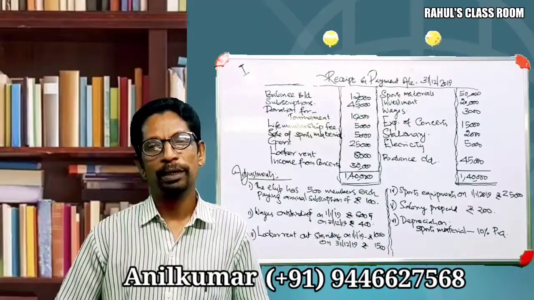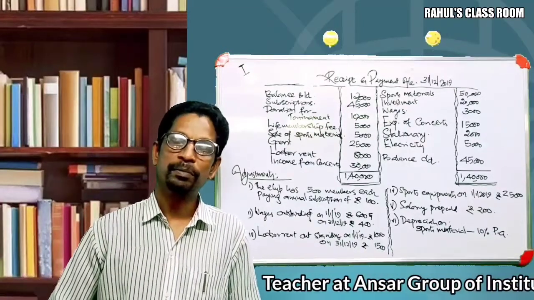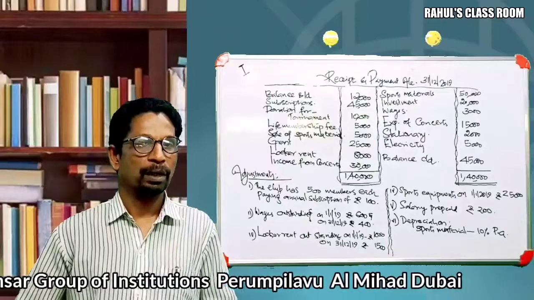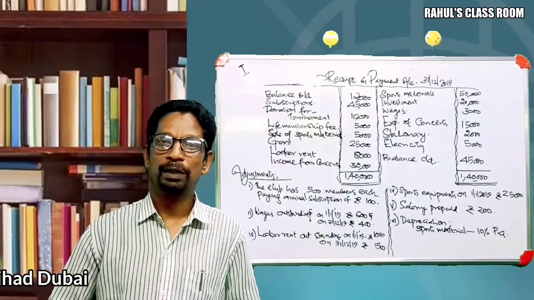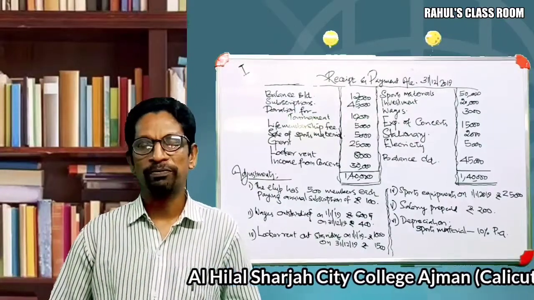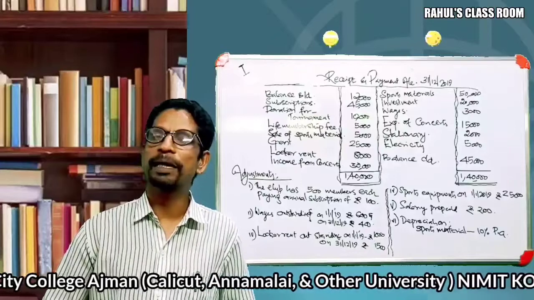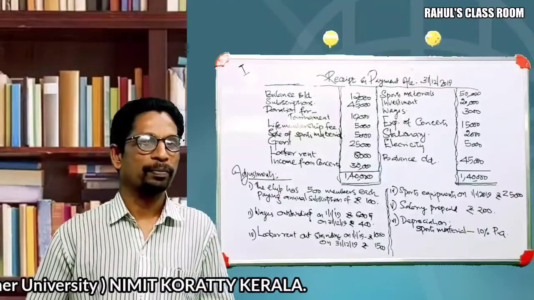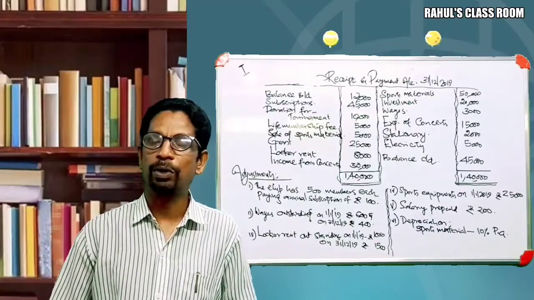Today we are continuing the 12th grade accountancy, non-profit making organization, and this is the last session of this chapter. During the previous sessions, we explained the basics, then the different documents of not-for-profit making organizations like income and expenditure account, receipt and payment account, and balance sheet. Today we are solving a question from income and expenditure account and the balance sheet.